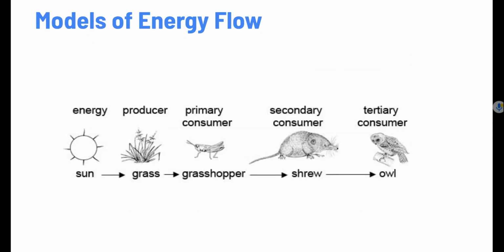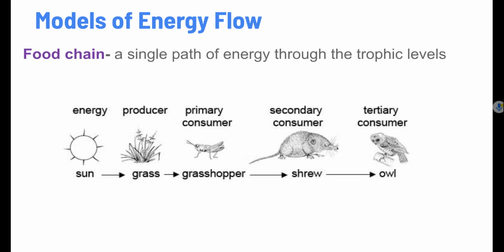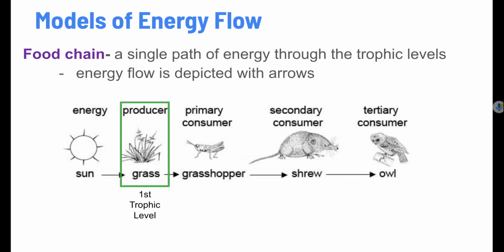And this brings us to the first way to diagram the flow of energy in an ecosystem. You can use a food chain. A food chain shows a single path of energy through various trophic levels. Specifically, the arrow depicts the flow of energy. This is an image of a food chain. The first trophic level is occupied by grass, which can make its own energy. That's why the grass is called a producer.